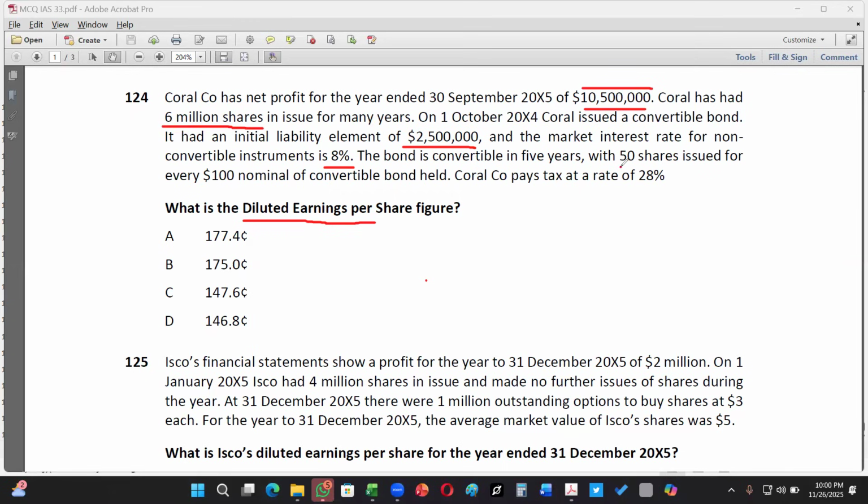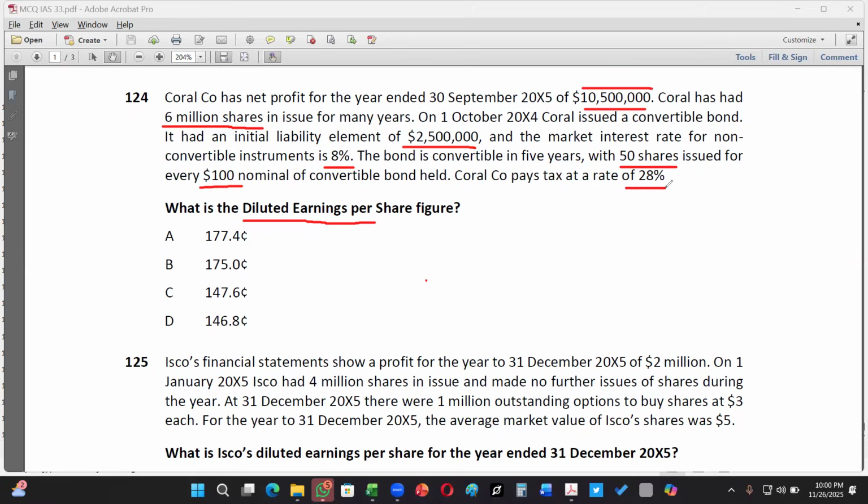This is the important thing. With 50 shares issued for every $100 nominal of convertible bond held. So the overall value of the convertible is 2.5 million. So we divide the 2.5 million by $100 and we multiply it by the number of shares. So we will get to know how many new shares will be issued. Okay, and there is some element of tax which I'm going to discuss in a short while.